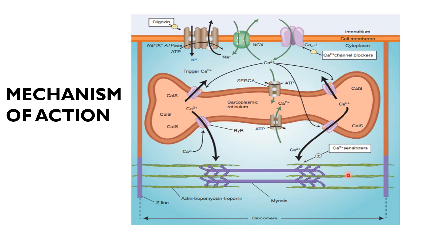It will get stored in the sarcoplasmic reticulum, and upon release it will result in the contraction of the cardiac muscle. So the basic function which it's doing is it is increasing the level of intracellular calcium, but it is doing it indirectly by blocking the sodium potassium ATPase. I hope it's clear to you by now.